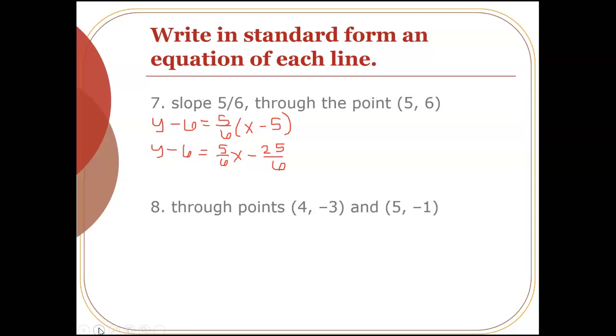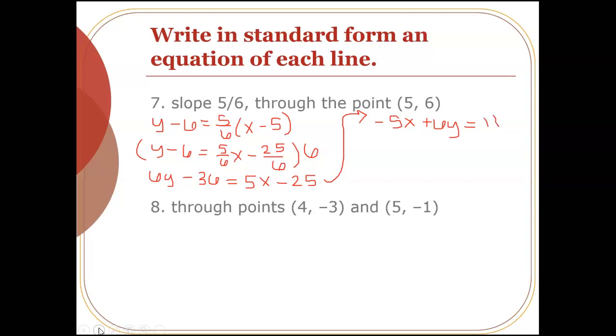We don't want the 6 in our denominator, so we'll multiply all terms by 6. So you get 6y minus 36 equals 5x minus 25. So then you get negative 5x plus 6y equals, and we added our 36 to our negative 25. So it's really the same as saying 36 minus 25, which was 11. But we can't have our negative. So we get 5x minus 6y equals negative 11.